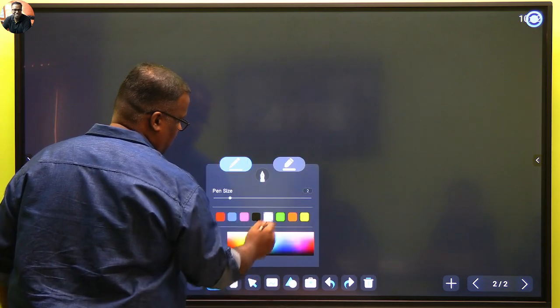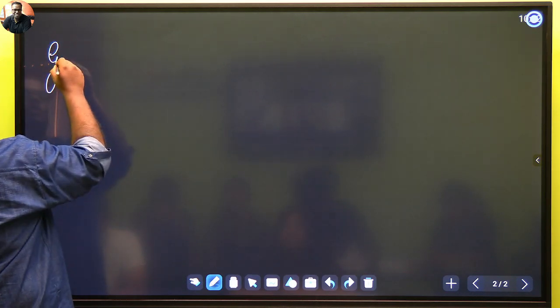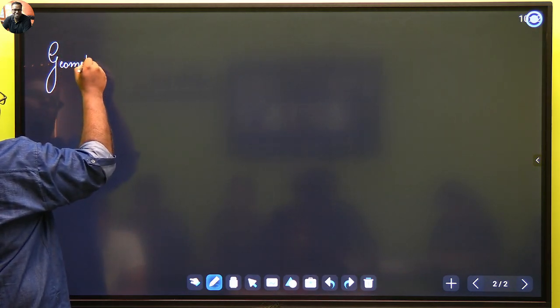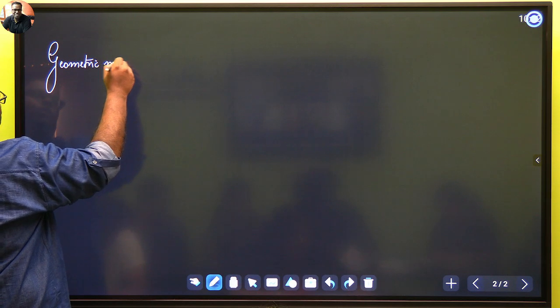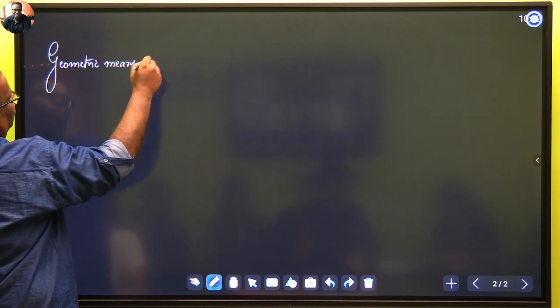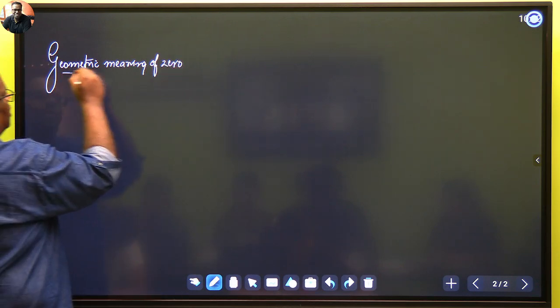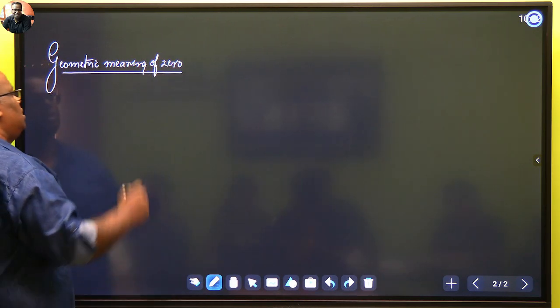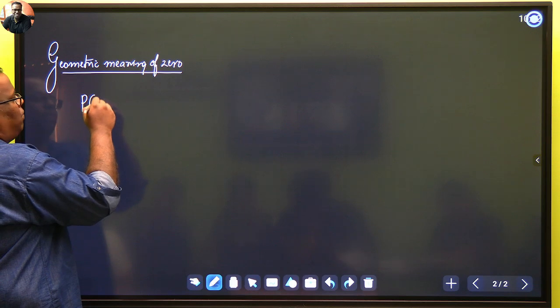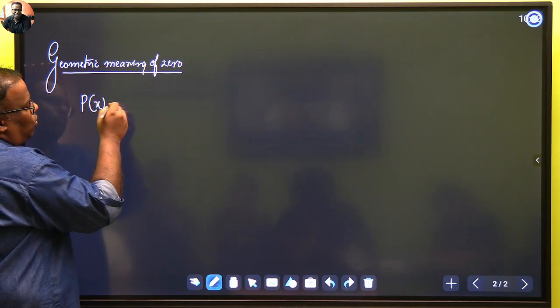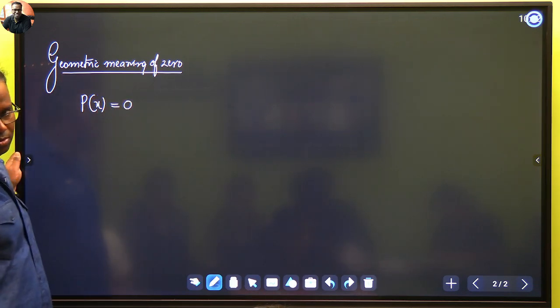So we understand the geometric meaning of zero. Very easy to understand. Geometric meaning of zero means I have a polynomial p of x. It's the best way to see it with the quadratic. Say p of x has been equated to 0.